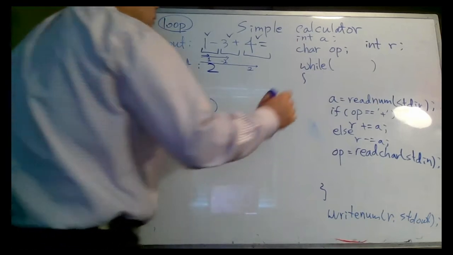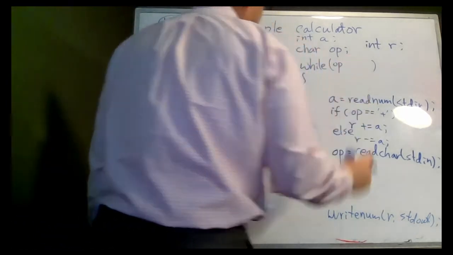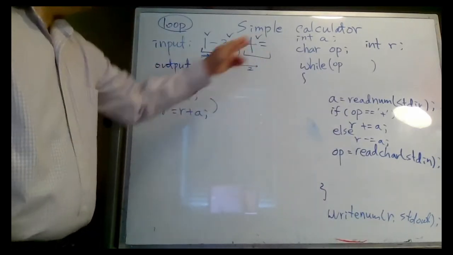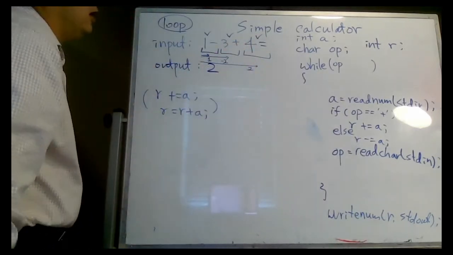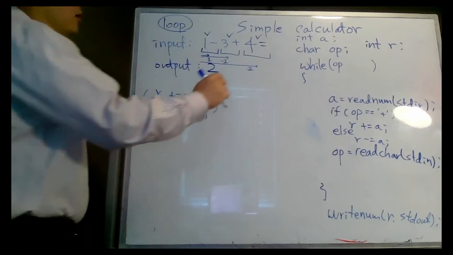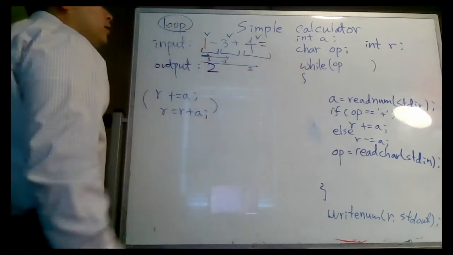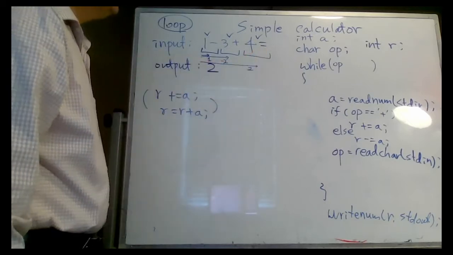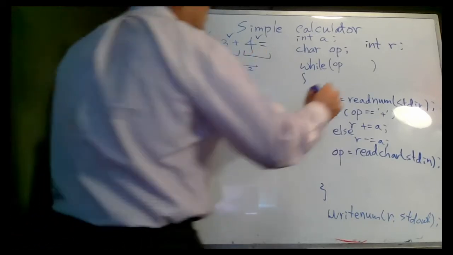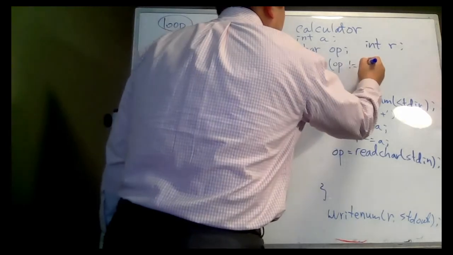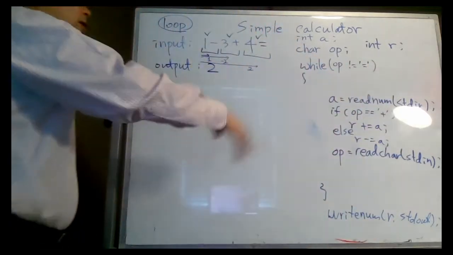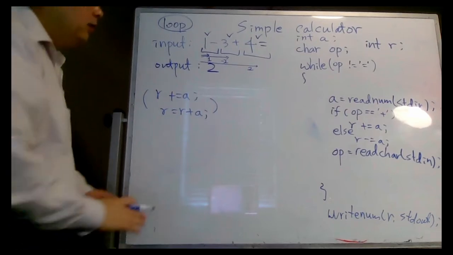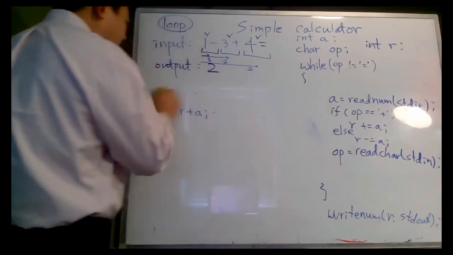And then the operator should be what? When you keep running the loop, you have to finish the loop when the operator is the equal sign. That means as long as the operator is not the same as the equal sign, you keep running the loop. Okay, so let's see if it works fine.